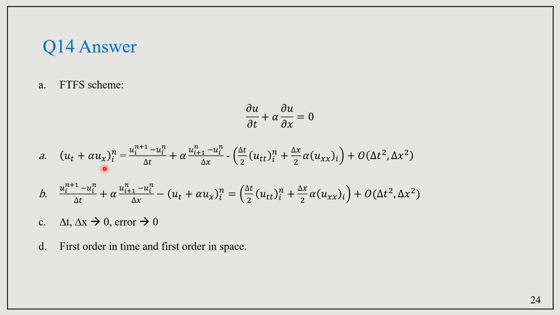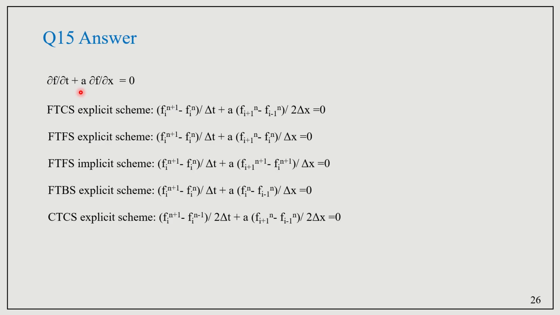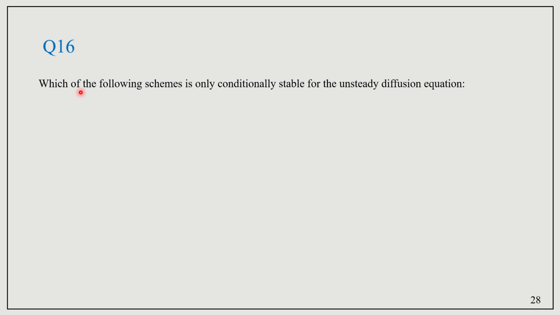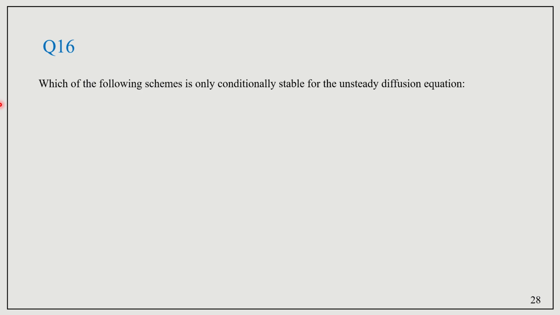Which of the following schemes will give assurance for convergence for the unsteady advection equation? FTBS explicit, FTFS implicit, and CTCS implicit. So all three schemes will give assurance for convergence. So the answer is option D, that is 1, 2 and 3. Now I hope it is clear. Now we will go to question 16.